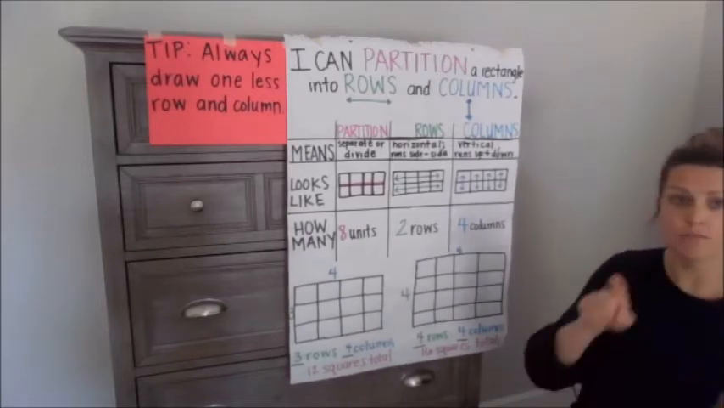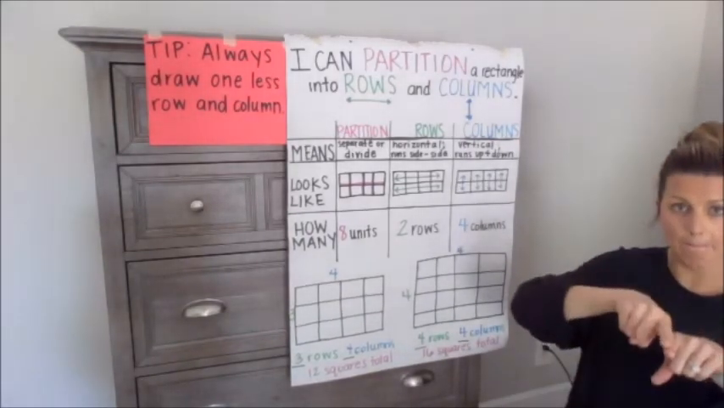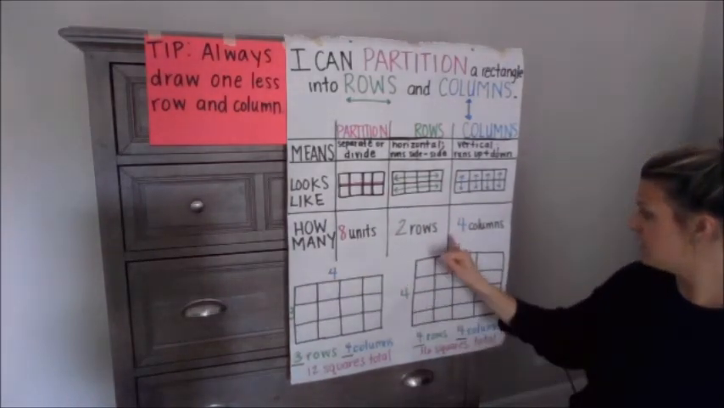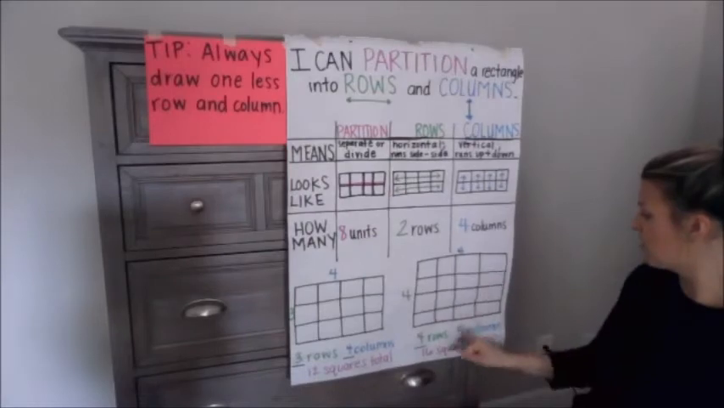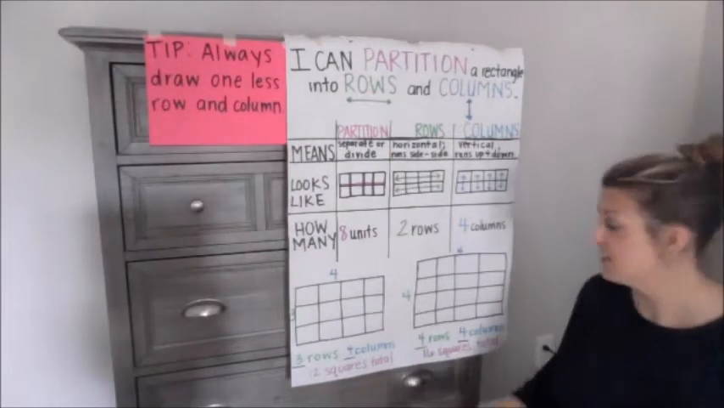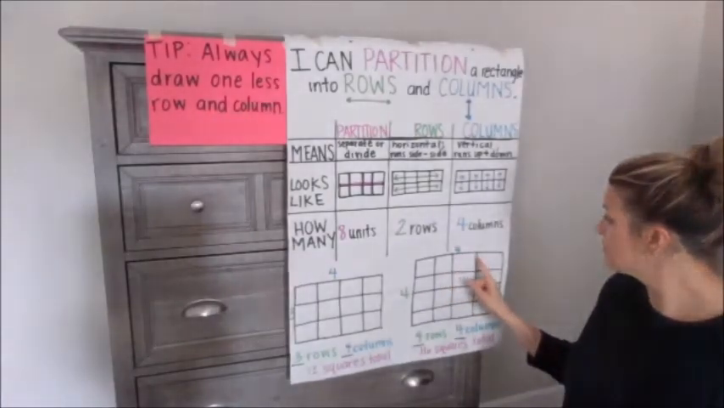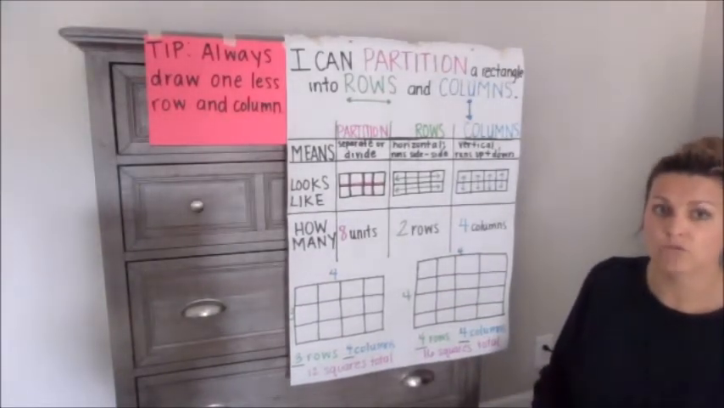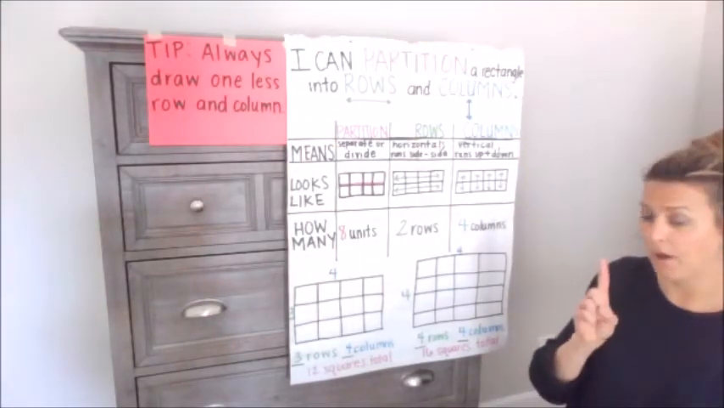Now let's look at my columns. Columns run up and down. So here I have 1, 2, 3, 4 columns. And how many lines did I draw? Let's take a look. 1, 2, 3. 1 less. Always remember, when you draw them on your own, you draw 1 less.